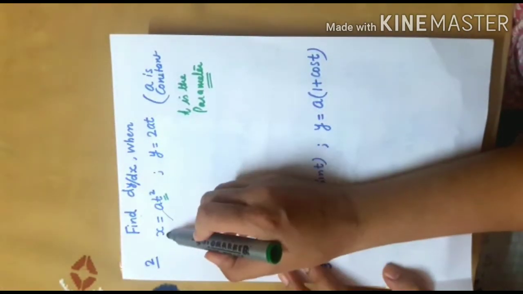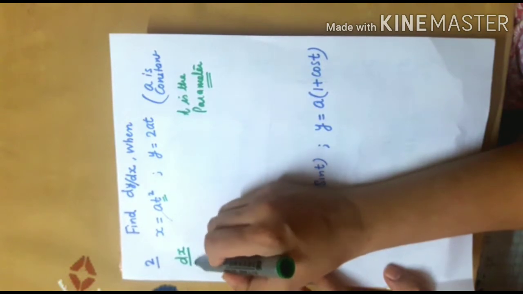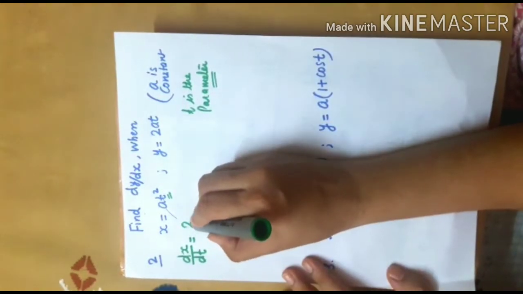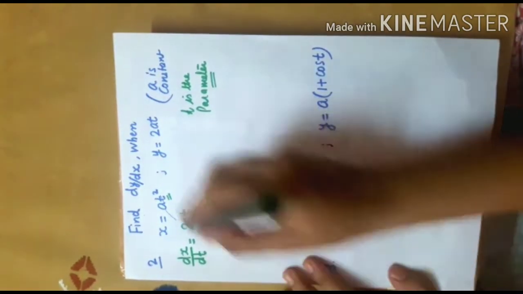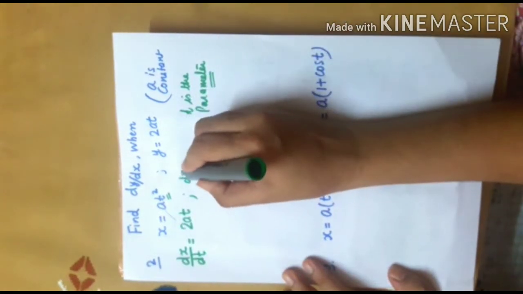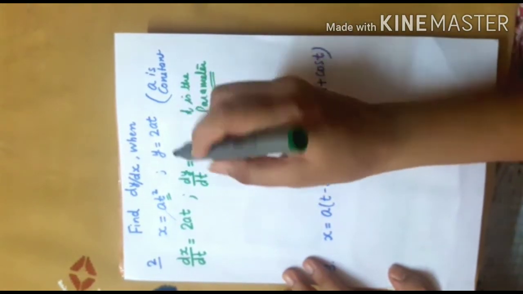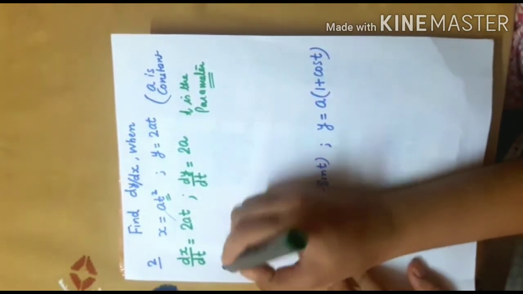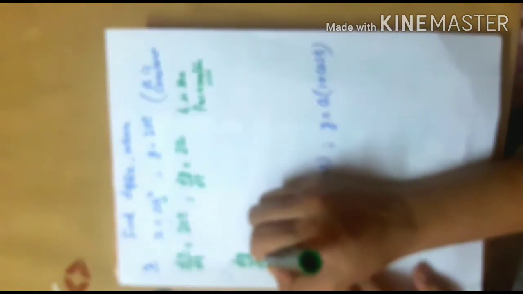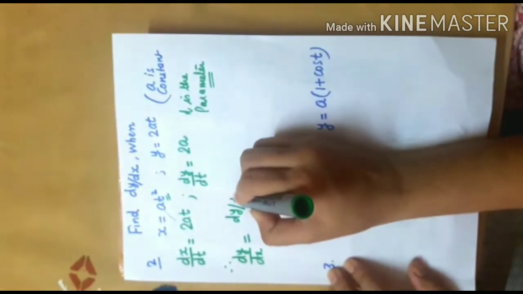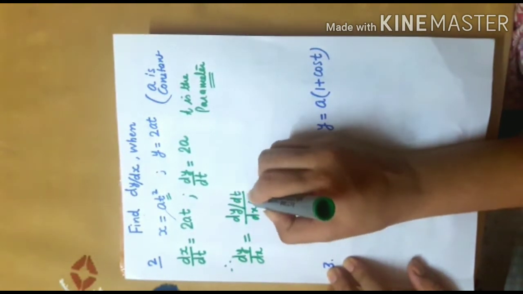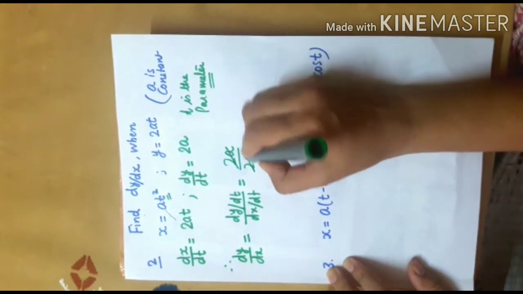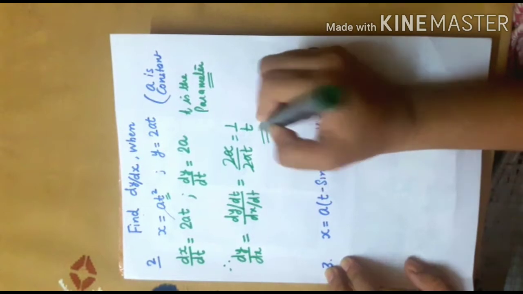So what do we do? First I'll differentiate x with respect to the parameter t. So I'll find dx by dt. So it will be 2at, right? Similarly, I'll differentiate y with respect to the parameter, that is I'll find dy by dt, and it is 2a. So therefore, dy by dx will be equal to dy by dt over dx by dt. So it's 2a over 2at. This will get cancelled out. So I'll get 1 by t.